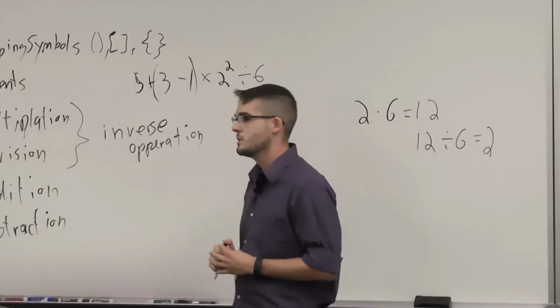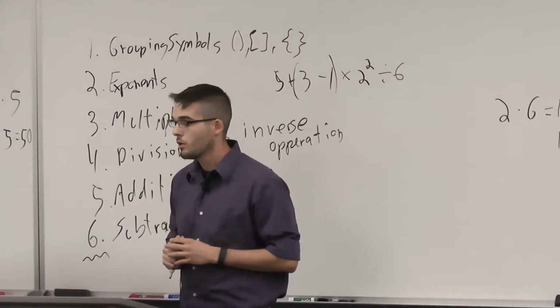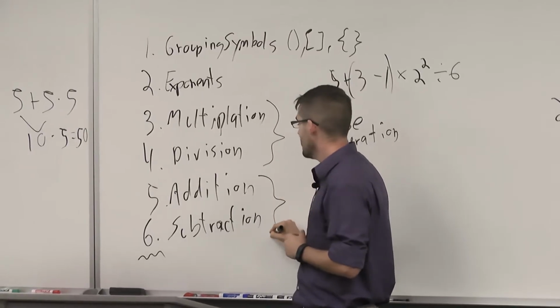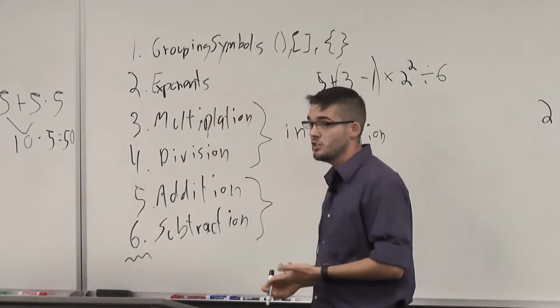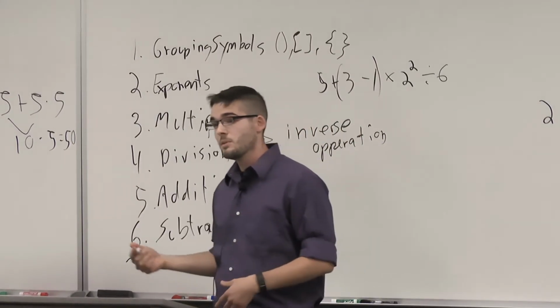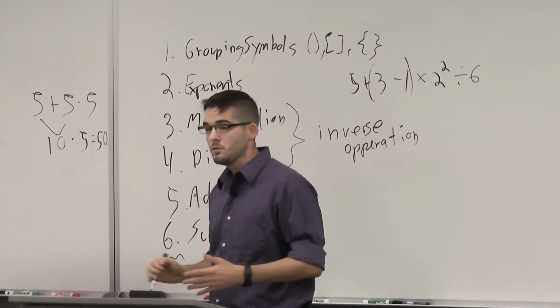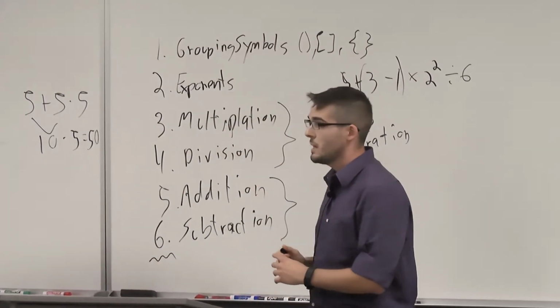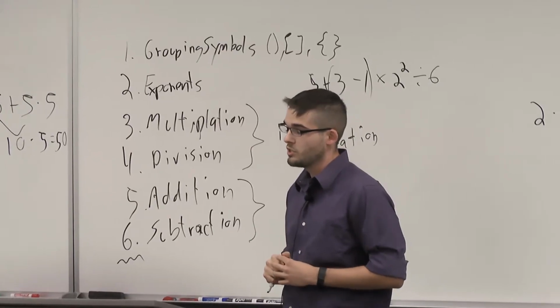They're inverse operations. The next 2 steps in our order are addition and subtraction. And just like multiplication and division, they too are inverse operations. You add something to a number and take away the same amount, you get what you started with. And these are the next 2 steps that you're going to look for when you evaluate an expression.